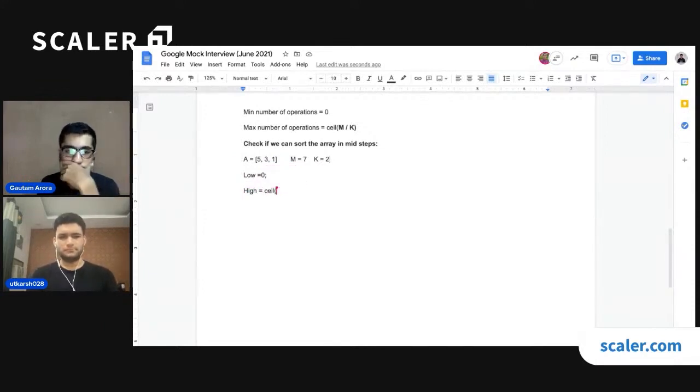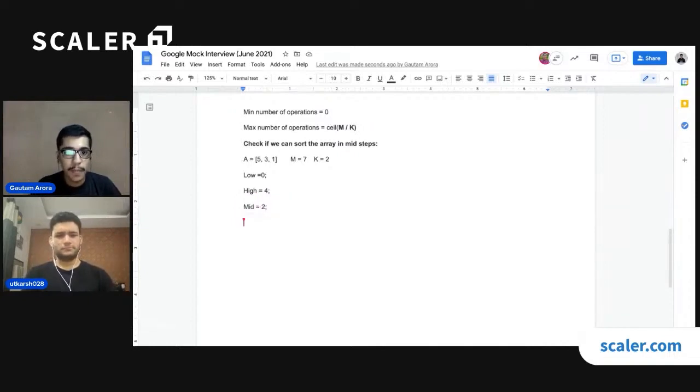Am I right? Mm, 3. No. What I'm confused about is ceil 7 by 2. Okay, yeah, so ceil, I got it. So high will be equal to 4 for this case. Yes, correct. So mid will be equal to 0 plus 4 divided by 2, which is equal to 2.